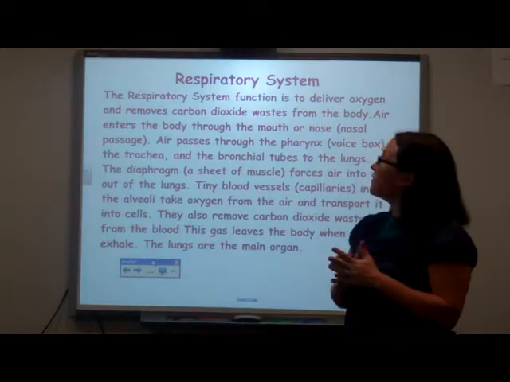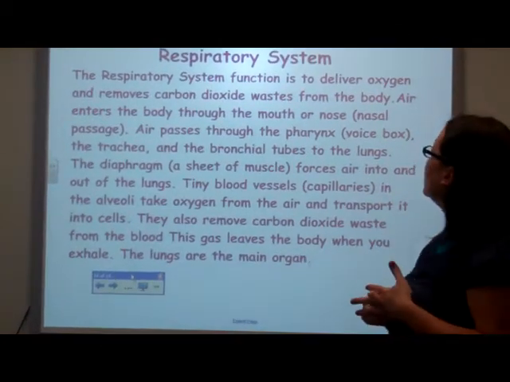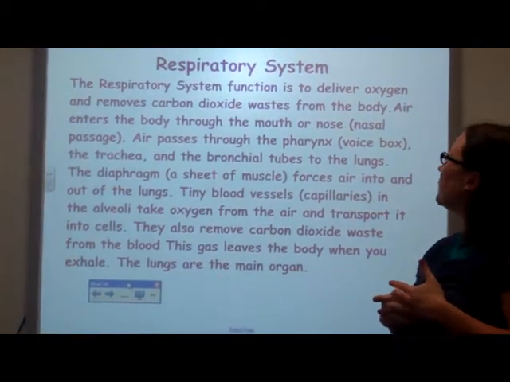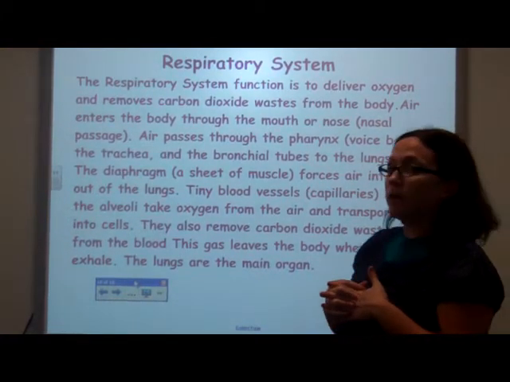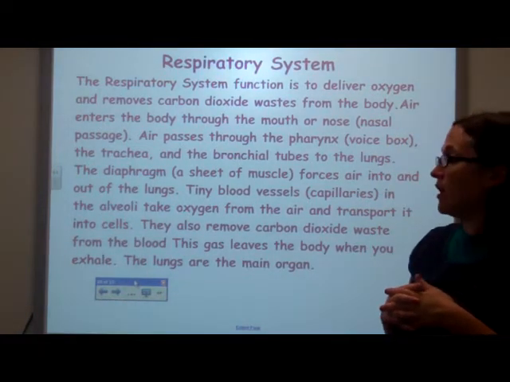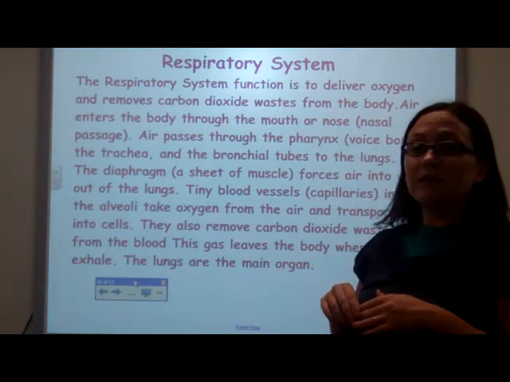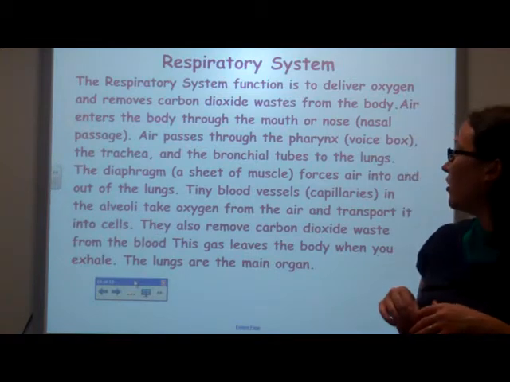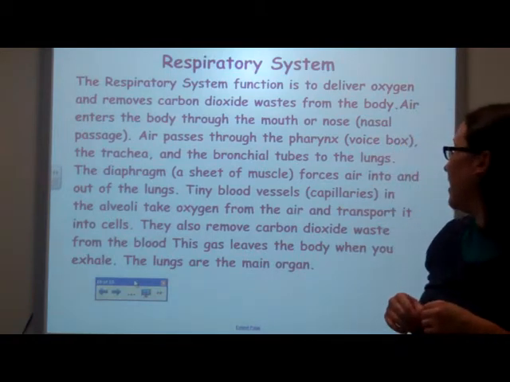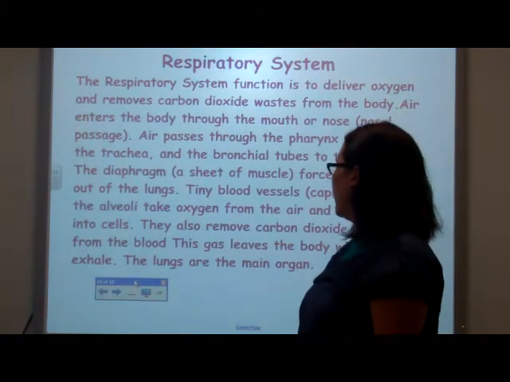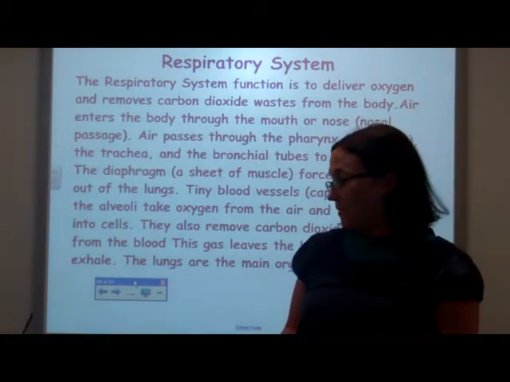The respiratory system's function is to deliver oxygen and remove carbon dioxide waste from the body. Air enters the body through the mouth or the nose, and passes through the pharynx, the trachea, and the bronchial tubes to the lungs. The diaphragm is a sheet of muscle that forces air into and out of the lungs. Tiny blood vessels called capillaries in the alveoli take oxygen from the air and transport it into the cells. They also remove carbon dioxide waste from the blood. This gas leaves the body when you exhale. Lungs are the main organ in this system.